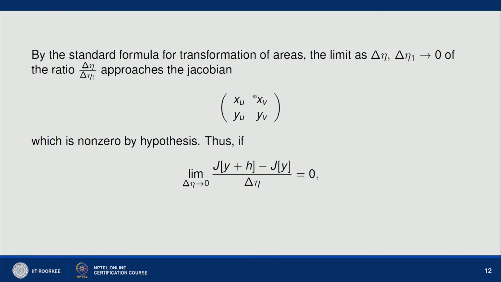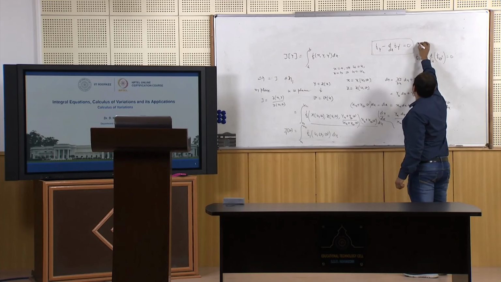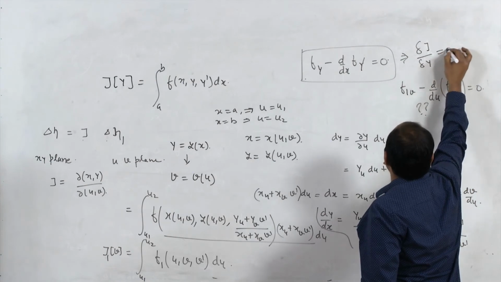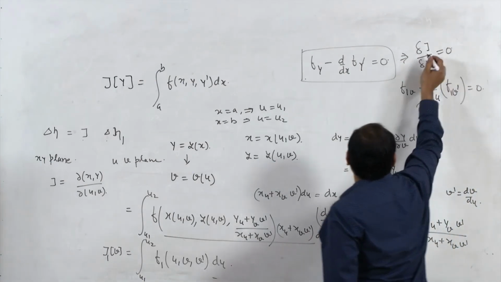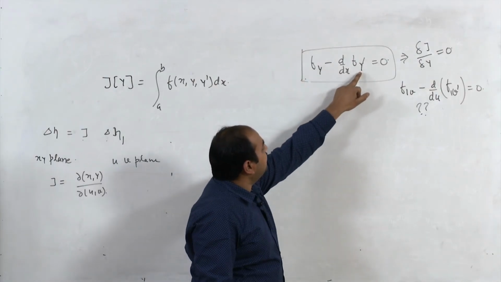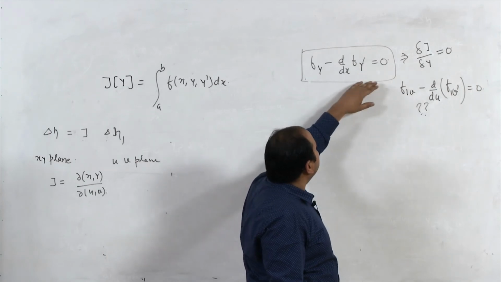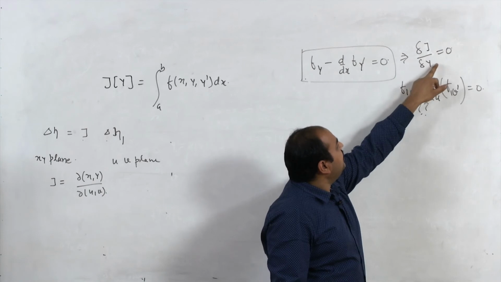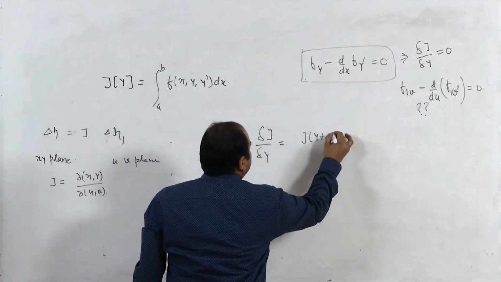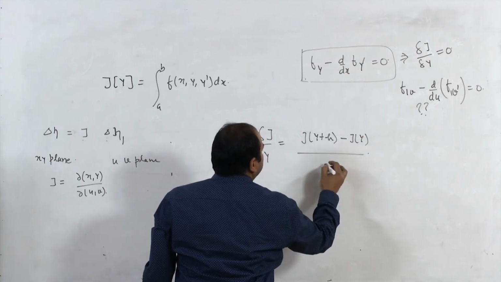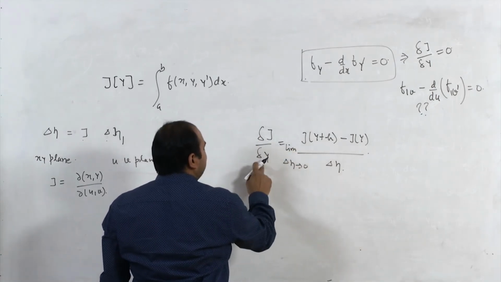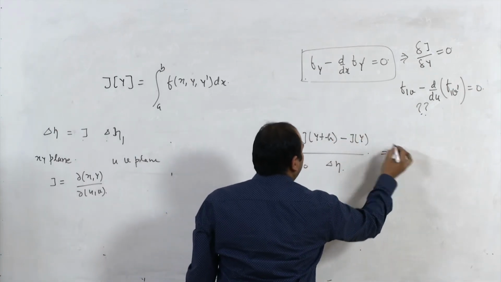Now, if you look at equation number 6, what does this represent? This represents that delta J with respect to delta y is equal to 0. So, the Euler equation for this functional is given by f_y minus d by dx of f_y' equal to 0, which we have seen is nothing but the variational derivative of J with respect to y equal to 0, and we also defined this delta J by delta y as the limit of J of y plus h minus J of y divided by delta eta, as delta eta tends to 0. So, delta J by delta y is defined like this. It means the Euler equation means that this quantity is equal to 0.